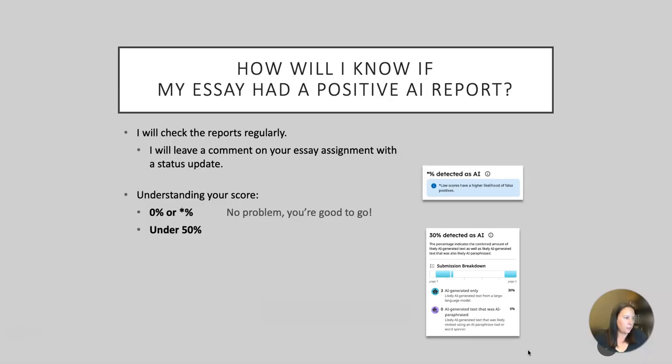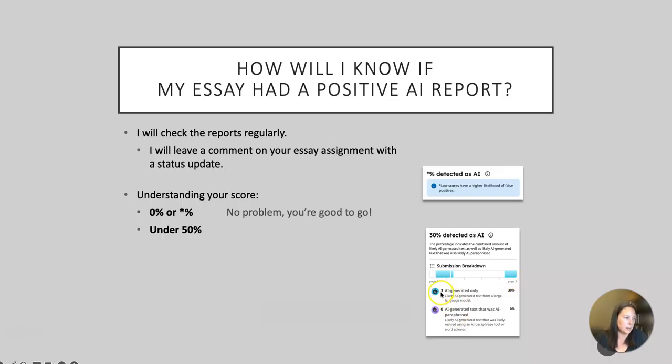If it's under 50%, I'll talk about the follow-up on the next slide, but I just want to show you the options. Like it's either 0% or an asterisk, or it's under 50%. That might look something like this. This is a screenshot of an AI report that I got from a student. And so you see here, it's like 30%. And so it's some up here, some over here.